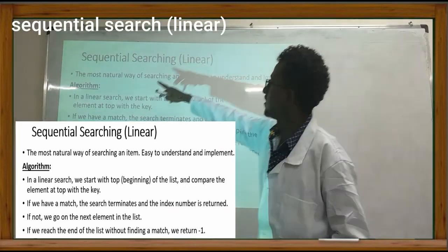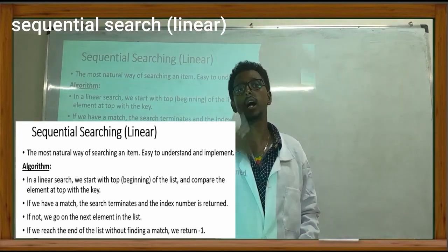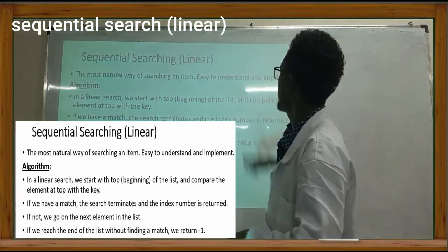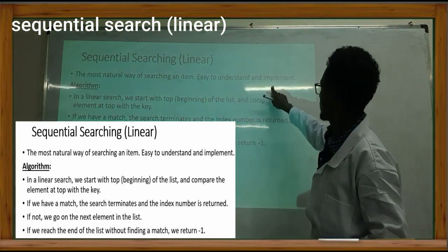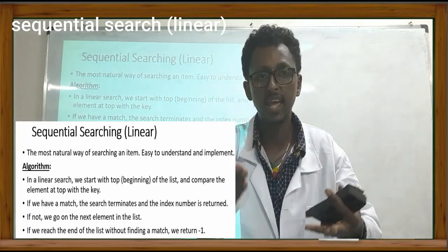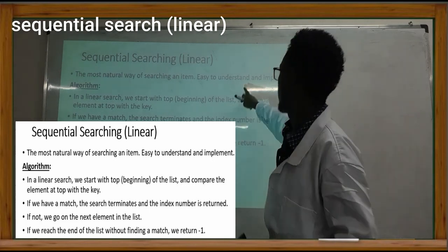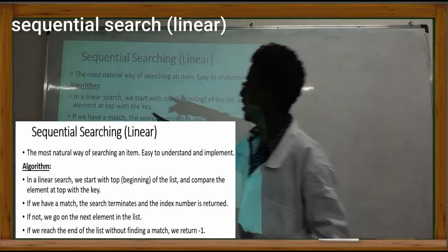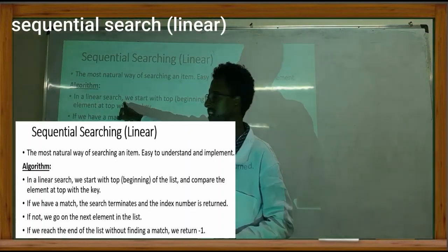The most natural way of searching for an item from a given container is simple or sequential search. It is easy to understand and easy to implement. The way of implementing it and acting is very simple and easily understandable. This is linear search.